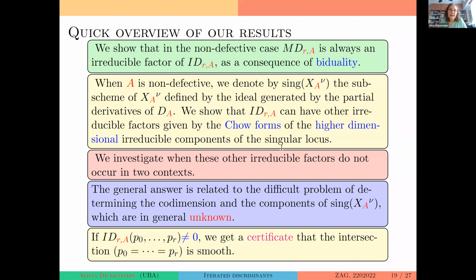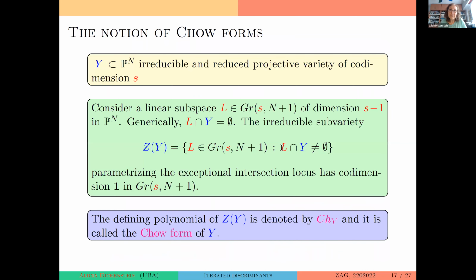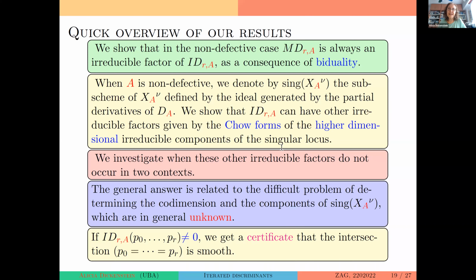Okay, so let me give you a quick overview of our results. We show that in the non-defective case, non-defective meaning that the dual variety has codimension 1, so we do have a discriminant equation, the mixed discriminant is always an irreducible factor of the iterated discriminant. This is the object that we would like to compute. This takes care of non-transverse intersections.